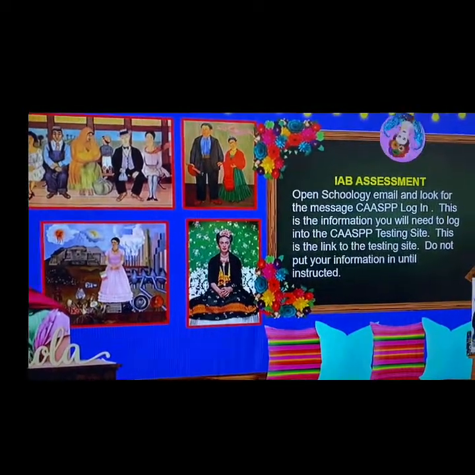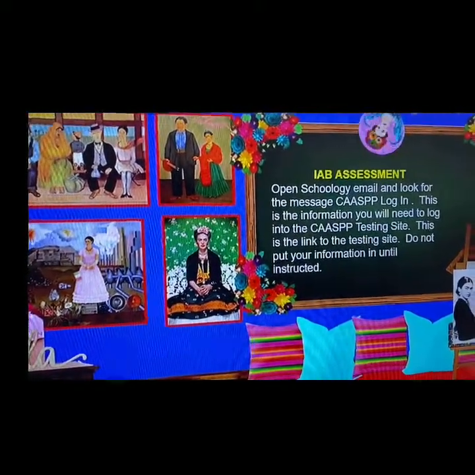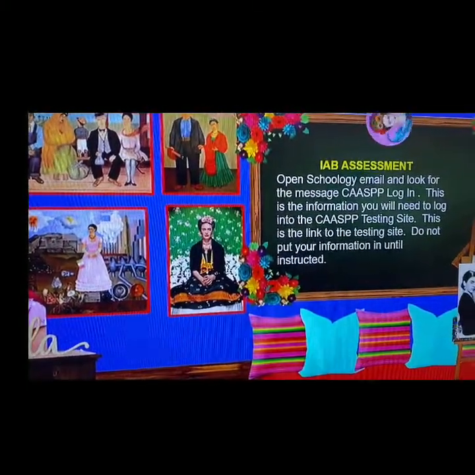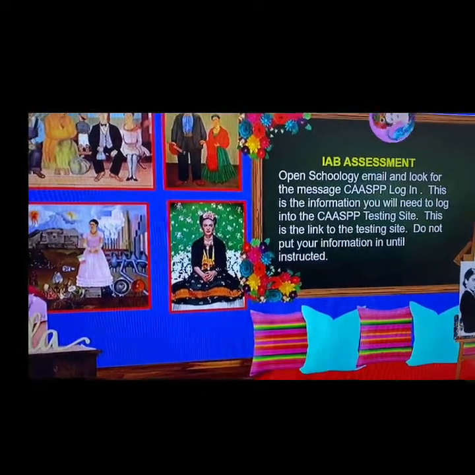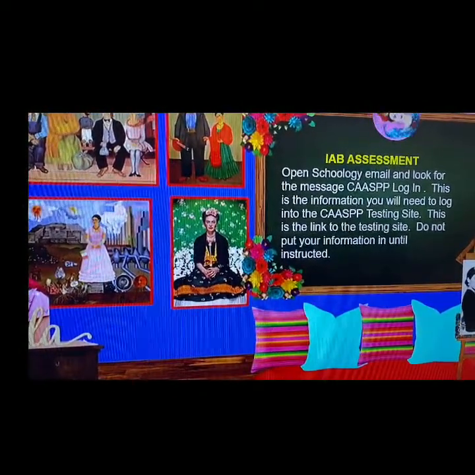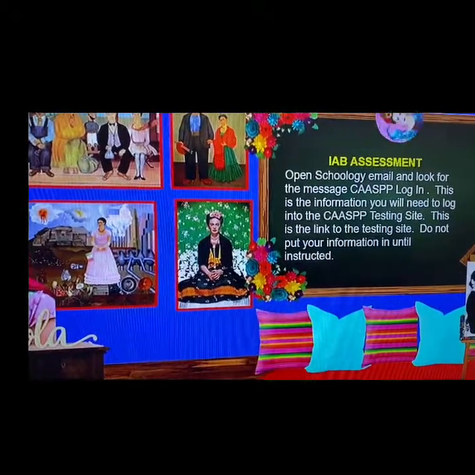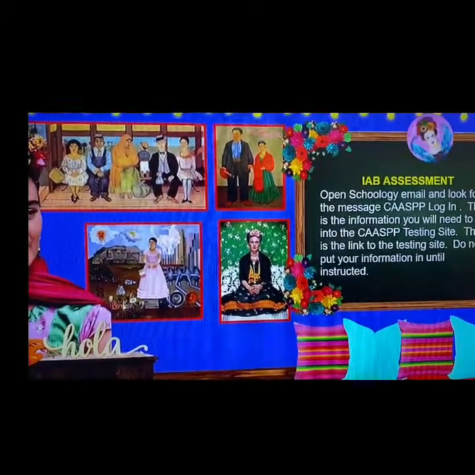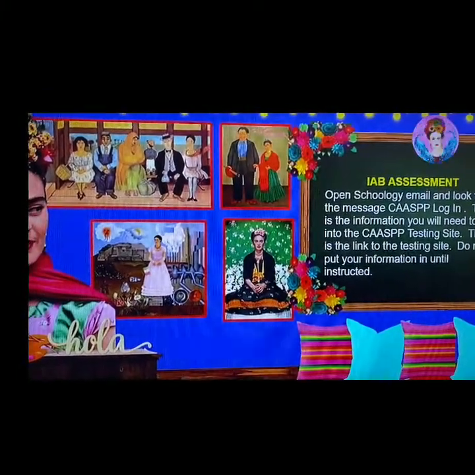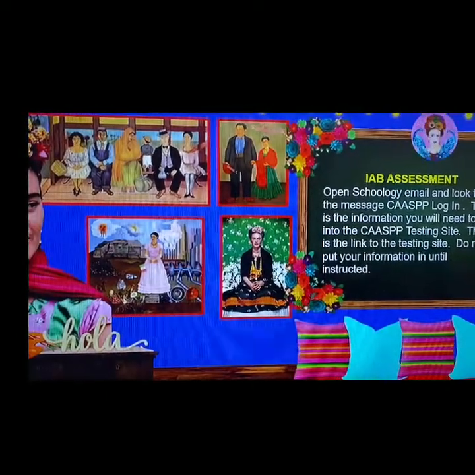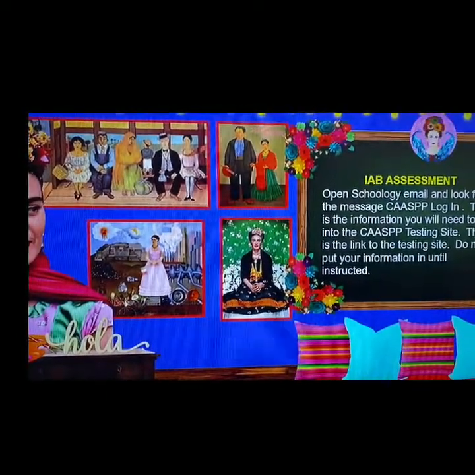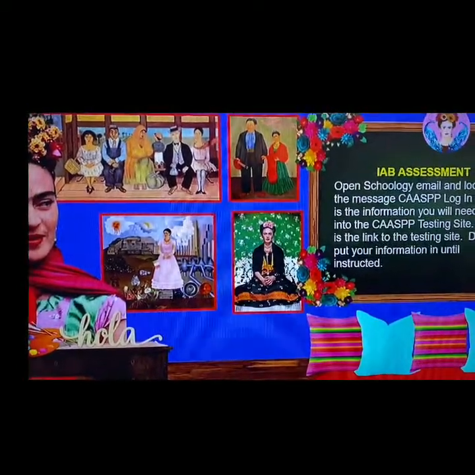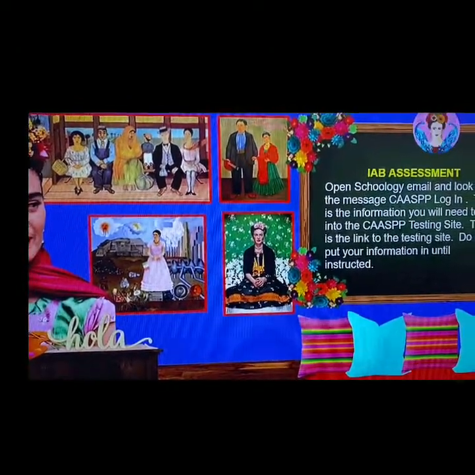And so this slide lets them know that they are to open their Schoology email and look for the message CAASPP login. This is the information they'll need to log into the CAS testing site. And this is the information that they'll put on the screen, but don't do anything else until they've been instructed. So having this slide showing, giving them information, and then going to the other slide so that they can link to it. They have all of this, so I don't even have to share this, but I'm doing it so that I can review it with them. But they already have access to this in their slide for their asynchronous task.